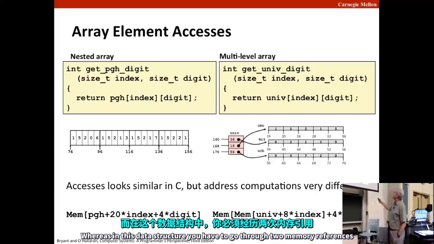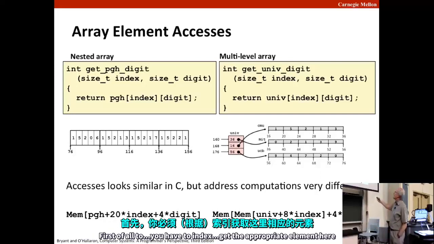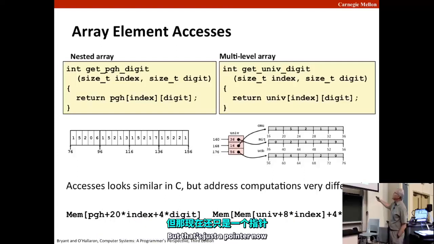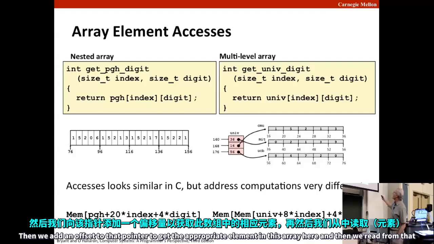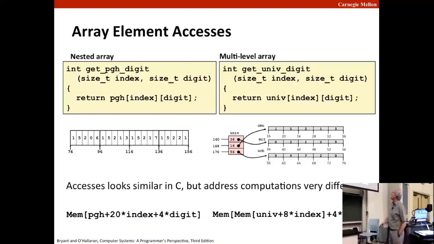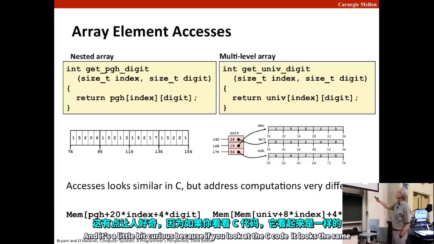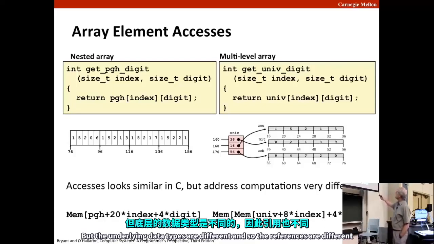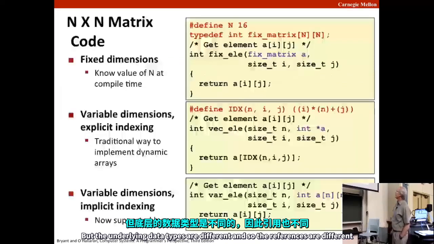Whereas in this data structure, you have to go through 2 memory references. First of all, you have to index and get the appropriate element here, but that's just a pointer now. And then we add an offset to that pointer to get the appropriate element in this array here, and then we read from that. So that's what this notation means, that I'm doing 2 memory references here and just 1 there. And it's a little bit curious, because if you look at the C code, it looks the same. But the underlying data types are different, and so the references are different.